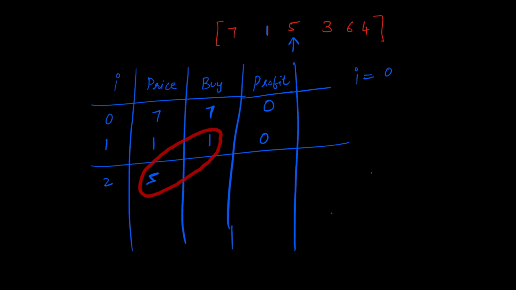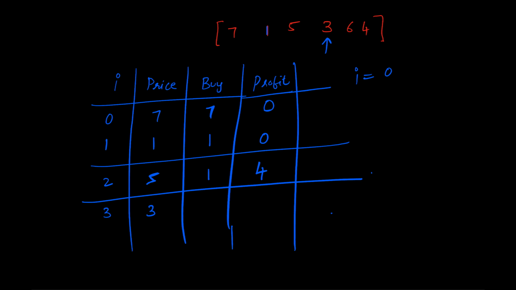For the next run, i is 2, the stock price is 5. To calculate the minimum buy between 1 and 5, 1 is minimum, so we don't need to buy the stock for price 5. So we'll keep 1 as is, and then we'll calculate the profit based on the difference between bought at 1 and sold at 5. As the difference is 4, which is greater than the previous profit 0, we'll save it as the maximum profit so far.